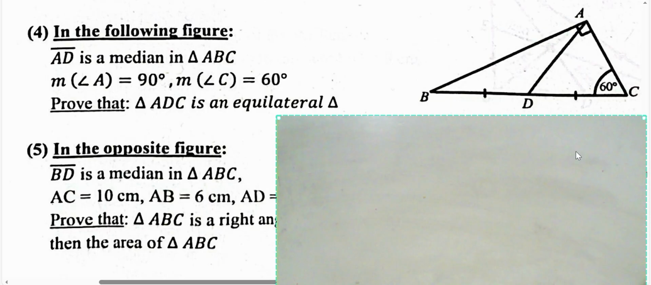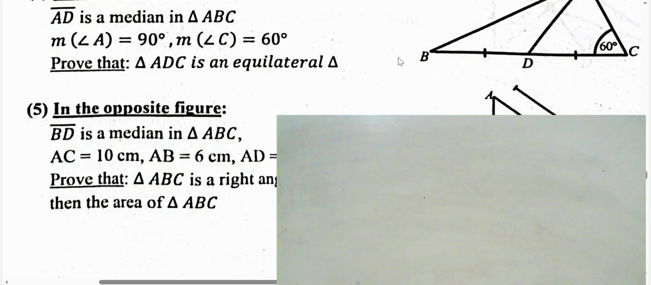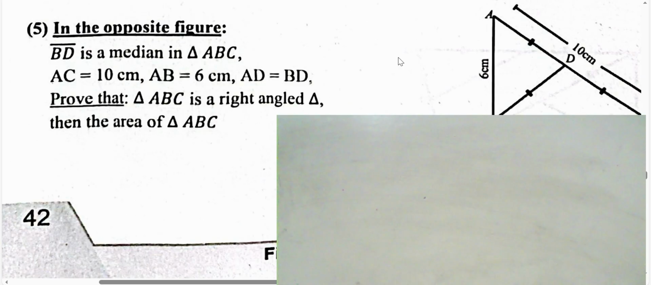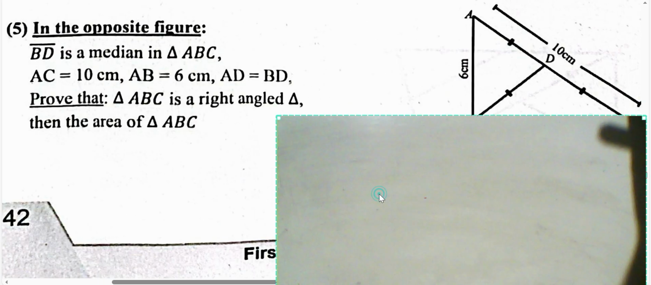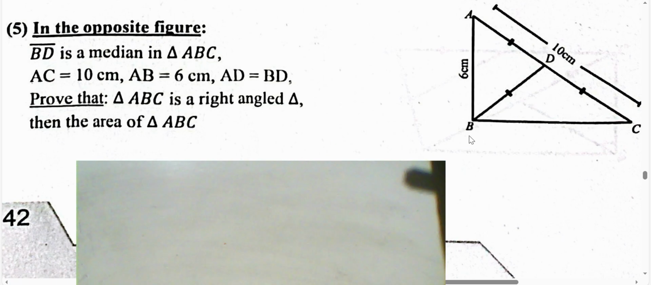Equilateral triangle. Next question. In the opposite figure, we are given that the length of AC is 10 centimeters. Do you want to find the area of this triangle?